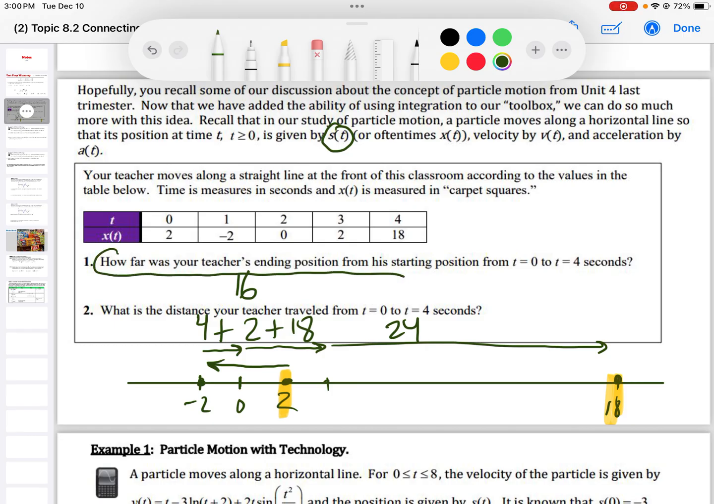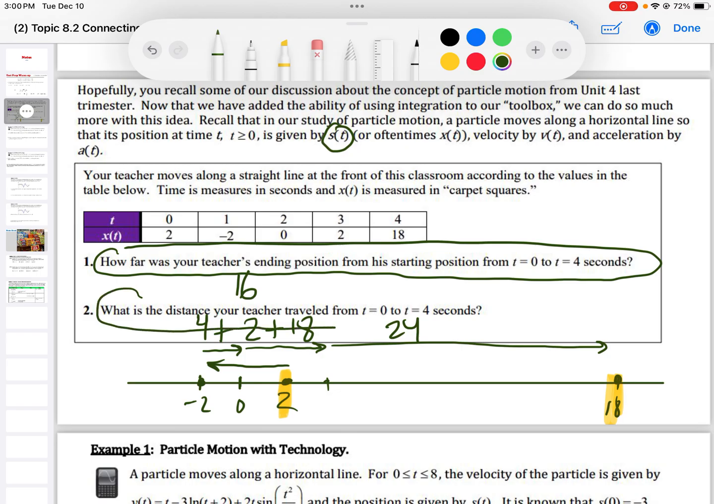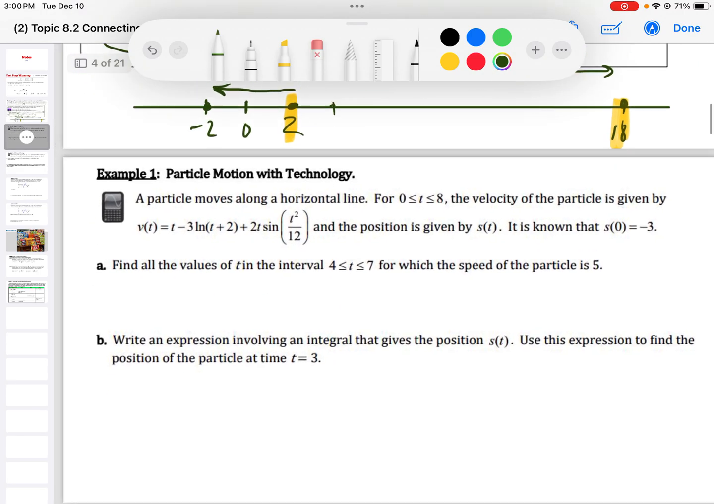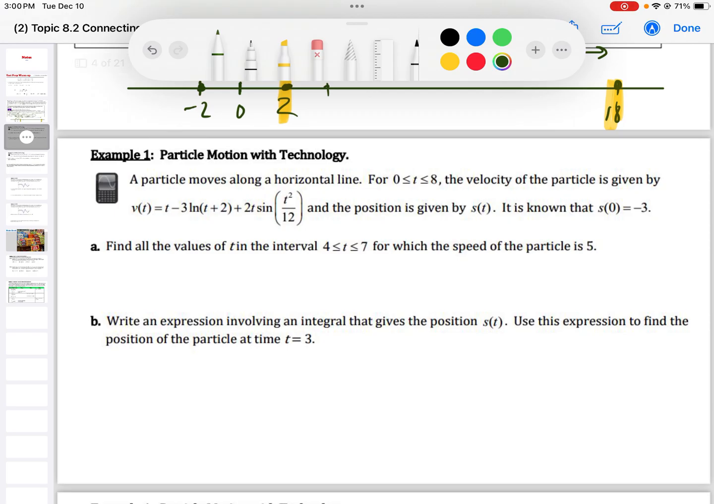So the first idea is displacement. How far is it from the initial position? That's displacement. Total distance traveled is something else, if I add up all the distance traveled. Okay, that's going to come up here in a little while.